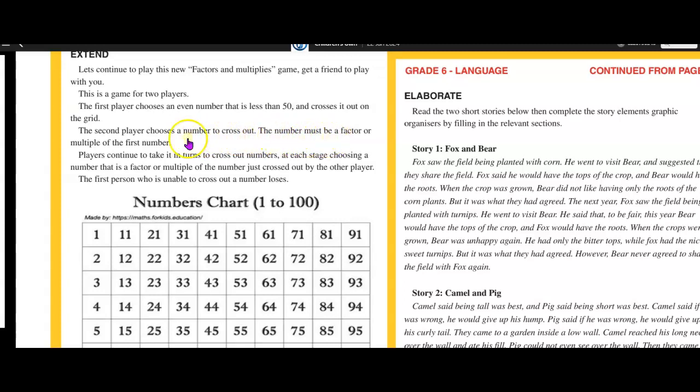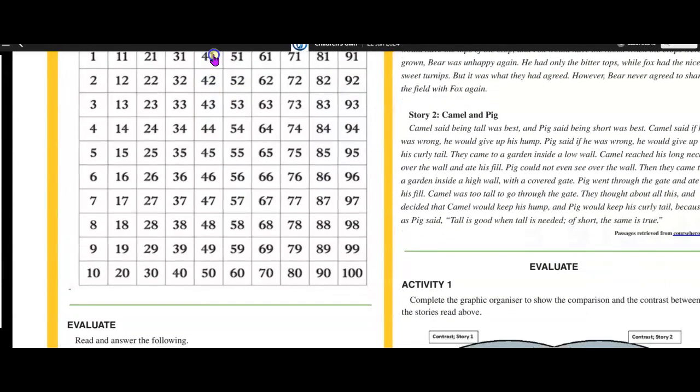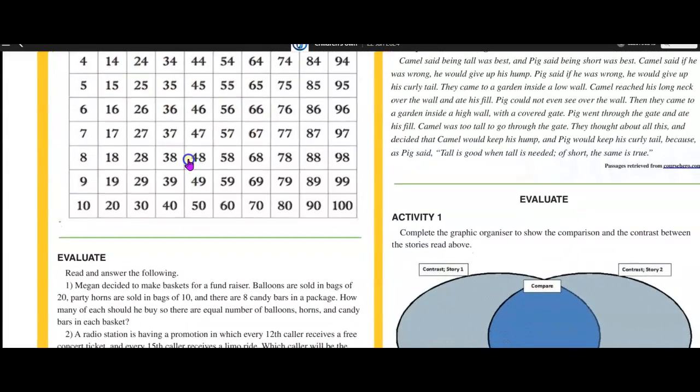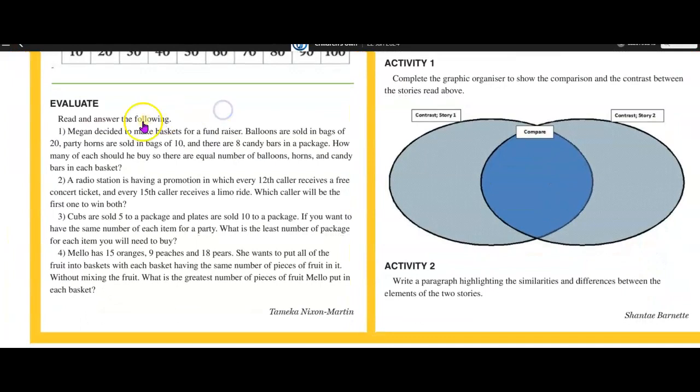The number must be a factor or multiple of the first. The players continue to take turns to cross out numbers, at each stage choosing a number that is a factor or multiple of the number just crossed out by the other player. And here they have provided you with the grid, and you could start playing that game and see how it goes.